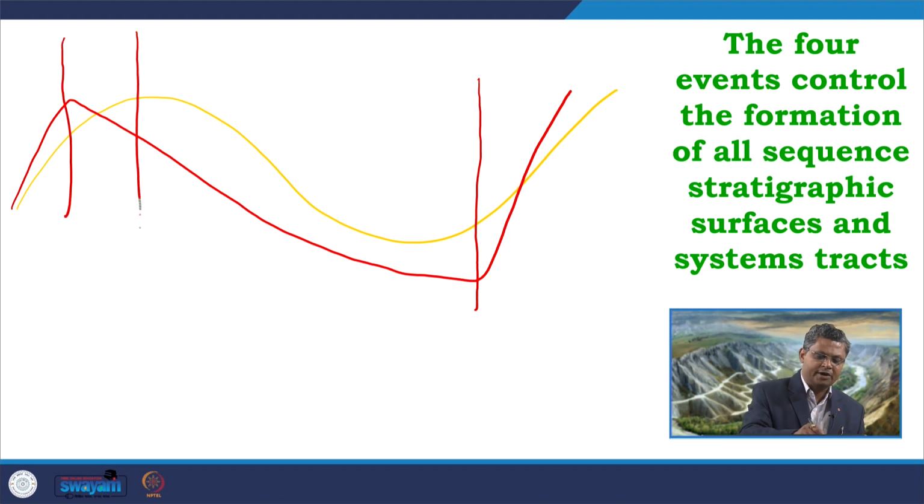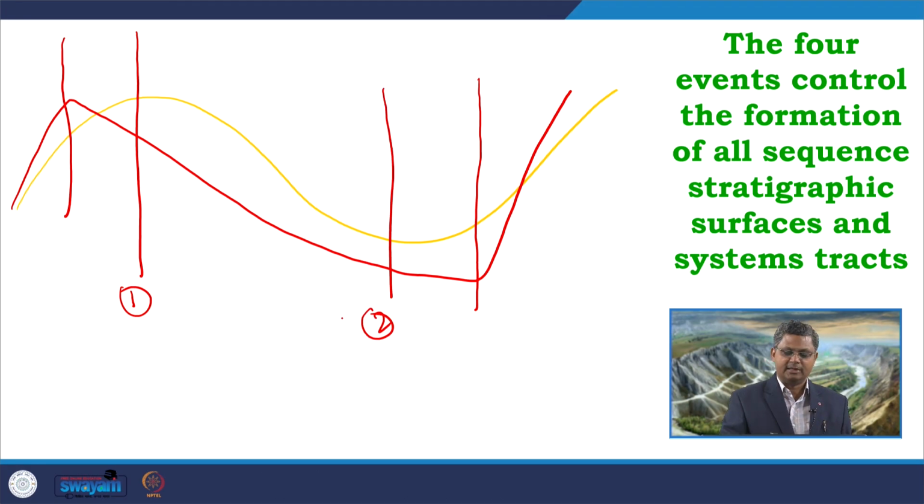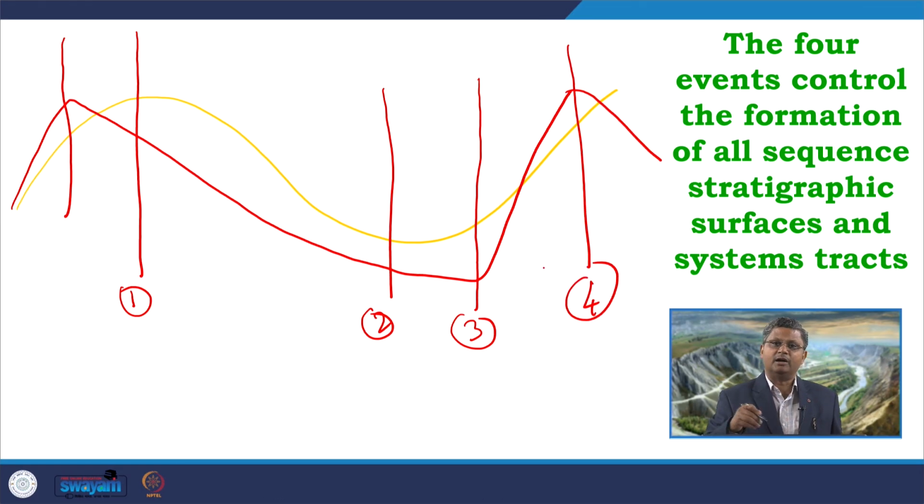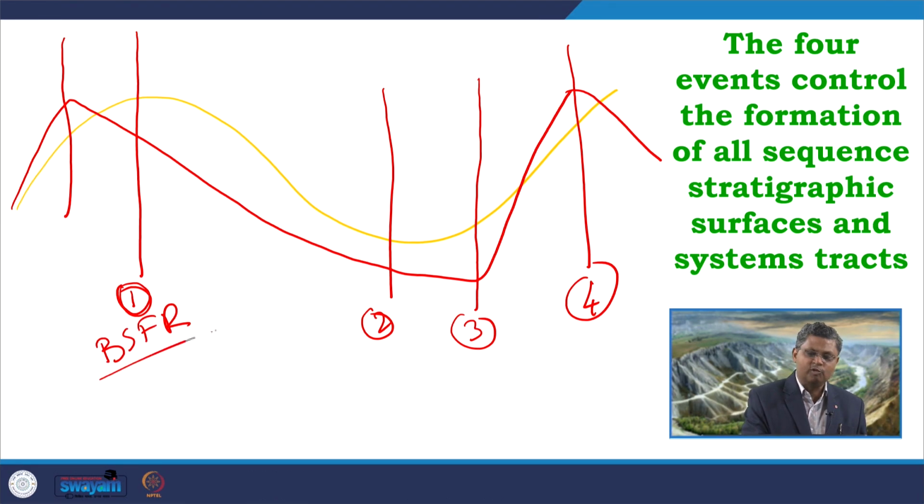This is boundary number 1, as we have discussed earlier, the onset of forced regression. This is boundary number 2, which is the end of forced regression. This is boundary number 3, which is the end of regression and start of transgression, and this is boundary number 4, which is the end of transgression and start of the next regression. So, in terms of sequence stratigraphy, if we want to identify these boundaries, in the marginal marine area, boundary number 1, which demarcates the onset of forced regression, is commonly called BSFR. The full form is basal surface of forced regression.